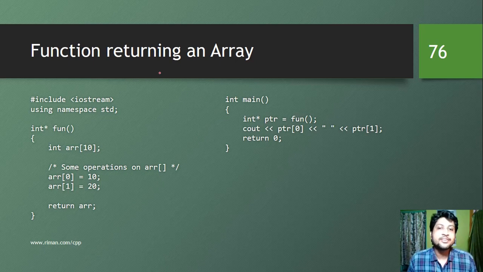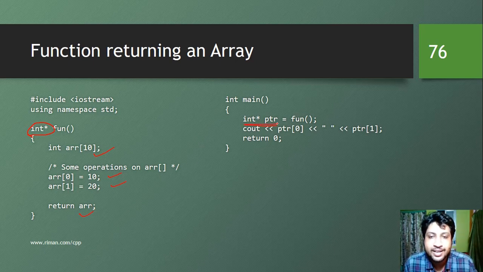So a function can return an array as well. The operation will be simple. What we have to do is make it return a pointer. So int pointer fun. This fun function will return a pointer to an integer. What we are doing here is creating an array inside this particular function. So int AR10, and we are adding two values in that array. So some operations on the array: array 0 is equal to 10, array 1 is equal to 20, and then we are going to return that particular array. So what is happening here?